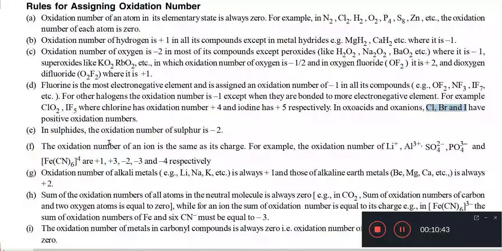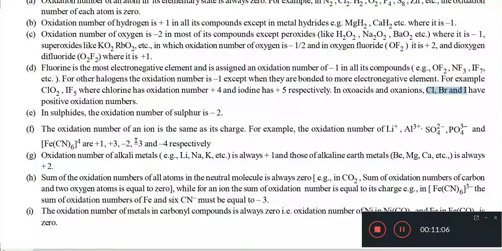In sulfides, the oxidation number of sulfur is -2. But in other compounds, the oxidation number of sulfur varies from -2 to +6. So remember, the oxidation number of sulfur is -2 to +6.